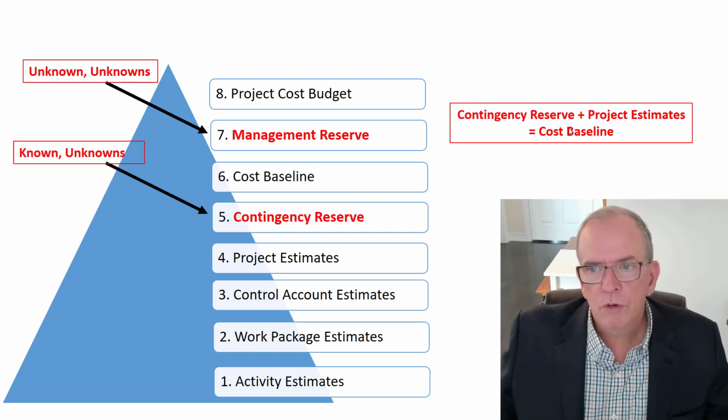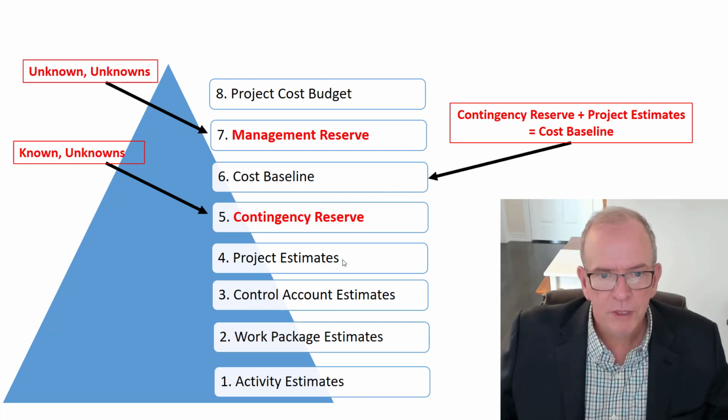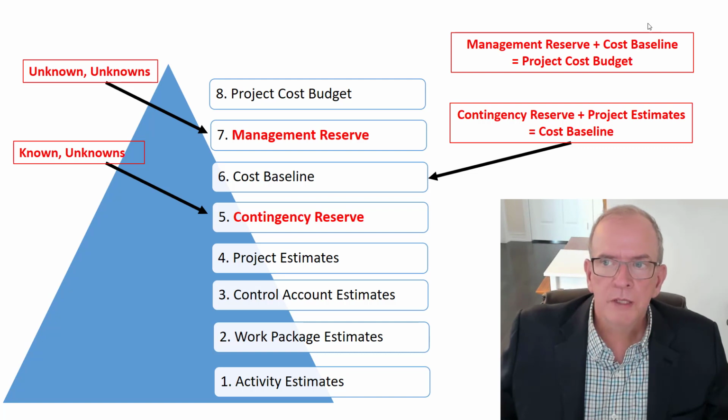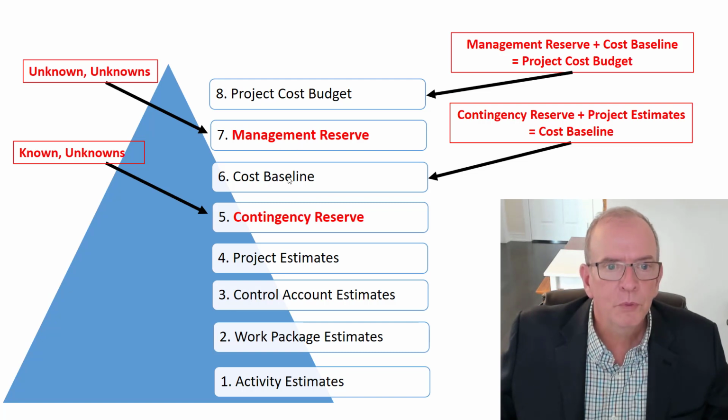And contingency reserve plus project estimates equals the cost baseline. So this plus this equals the cost baseline, right? All of these, they add up into these. All of these, they add up into these. All of these, they add up into this, right? And management reserve plus cost baseline equals project cost budget. So that's this plus this equals your project cost budget. So your management reserve plus your cost baseline add up to your project cost budget.